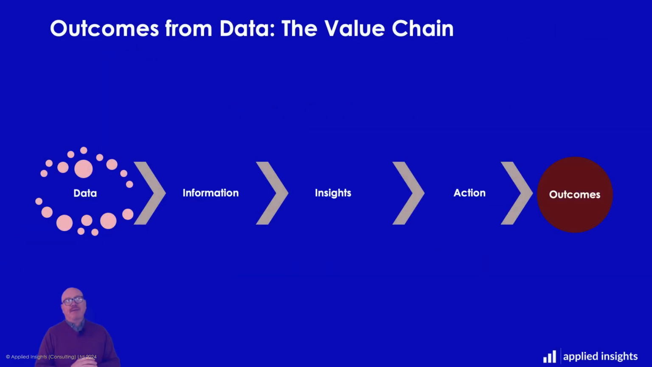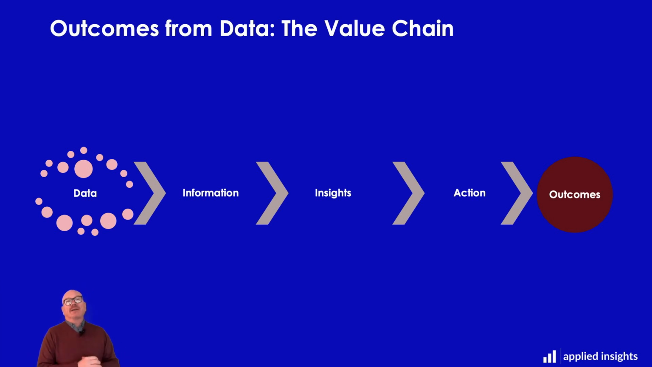Now, in this diagram, we can see the various states of data as it flows through the value chain, from raw data being collected and then being turned into consumable information. Information is then used to generate insights. Insights are then consumed and hopefully lead to some sort of action, which then in turn eventually leads to beneficial outcomes. Now, hopefully.